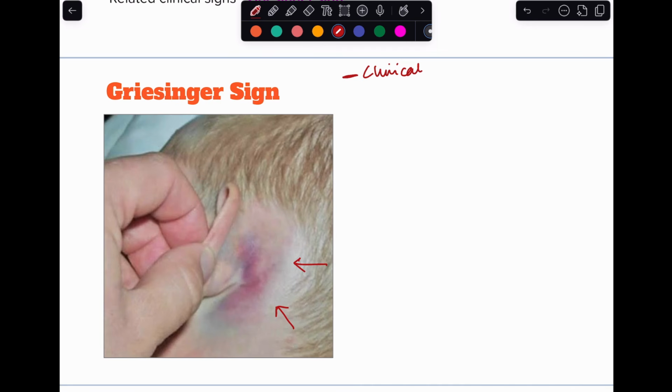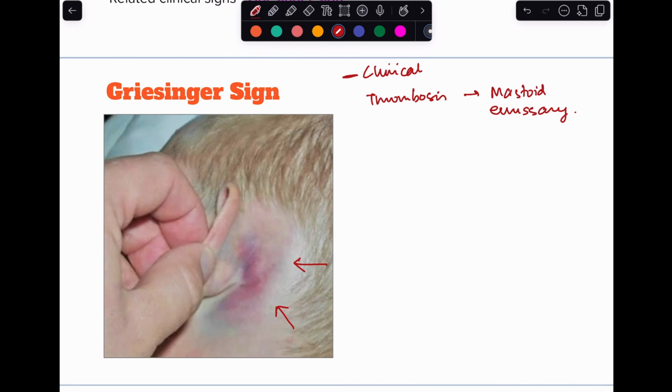Now let's try to describe it. Griesinger sign is when there is edema of the post-auricular soft tissues overlying the mastoid process area. And this possibly occurs as a result of thrombosis of a specific vein, which is the mastoid emissary vein. So Griesinger sign is basically happening because of thrombosis of the mastoid emissary vein. We end up seeing edema of the post-auricular soft tissue which overlies the mastoid process.